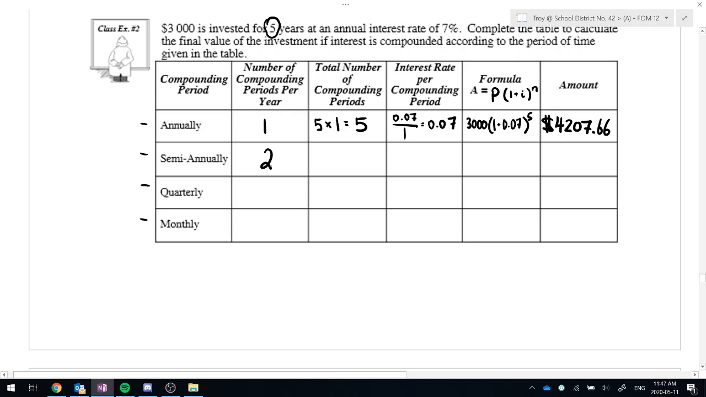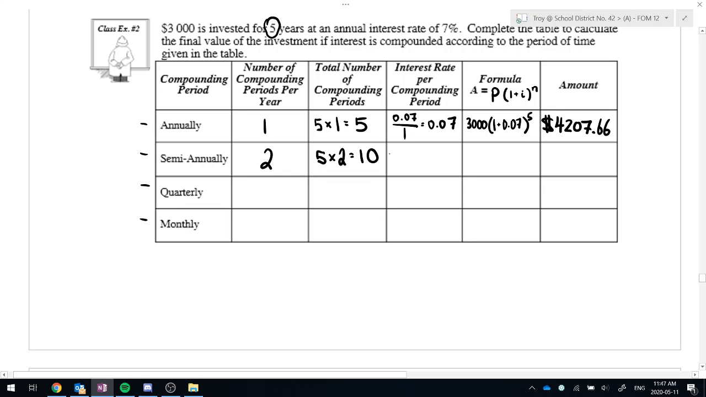So the total number of compounding periods, that's our n value. So again, it's 5 years of investment, but we have to multiply it by the compounding periods every year. So it's 2 every year. So this time we're going to have 10 total compounding periods. Okay, so that's our n value.